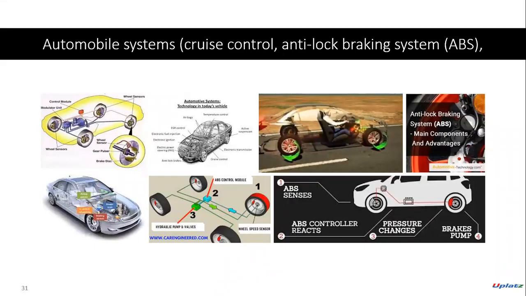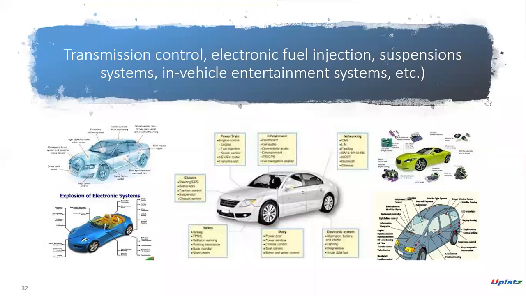Automotive systems use embedded systems in various applications like cruise control, anti-lock braking system, transmission control, electronic fuel injection, suspension system, and in-vehicle entertainment systems. This is the end of some applications of real-time embedded system we have seen. In the next application, we will see how it is applied in various specialized areas.